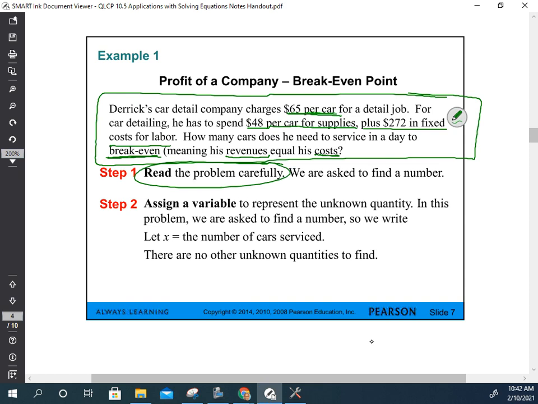Again, first step, read the problem. We're being asked to find the number of cars being serviced, the number of cars he has to work on that day in order to break even. So that means X is going to be the number of cars. You don't want to use X? Okay. Use another letter. Use C. Use B. I don't care what letter you use, just pick one.